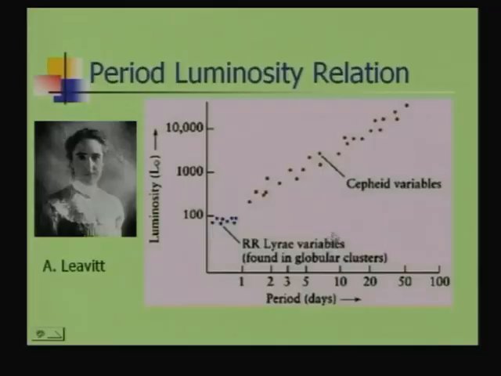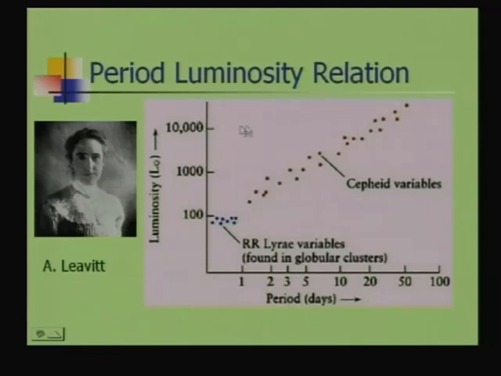Chances of finding them in an elliptical are very small, because you do not have star formation taking place in elliptical galaxies. Okay. So, this picture here shows you the period. The period is in days. So, the period can go from 1 day to a week to months, and the y axis is the luminosity.